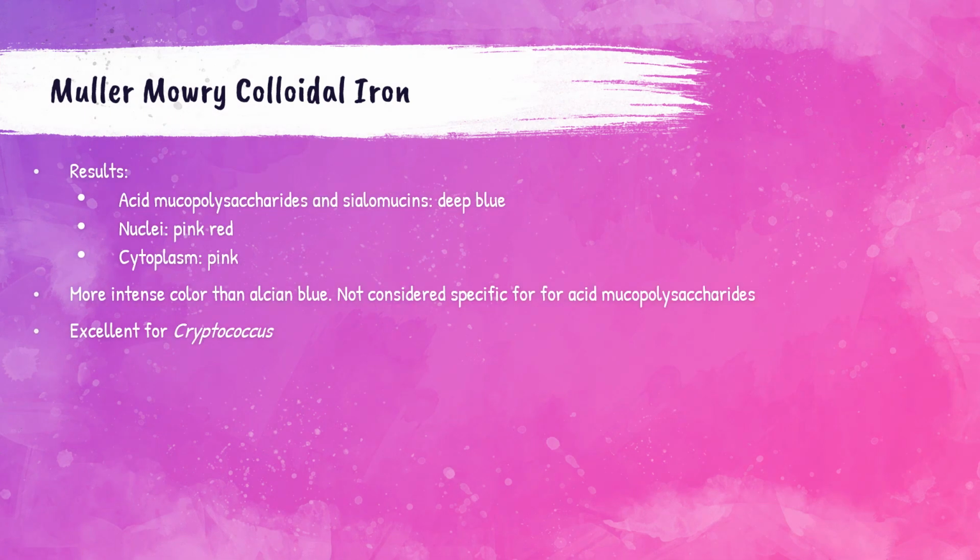Acid mucopolysaccharides and sialomucins will stain a deep blue with a Muller-Maury stain. Nuclei will be pink-red in color, and the cytoplasm will be pink. This stain does give a deeper, more intense stain than the Alcian blue does, although it is not considered specific for acid mucopolysaccharides. Muller-Maury stain is a great stain for Cryptococcus neoformans, which we have already discussed within this lecture.